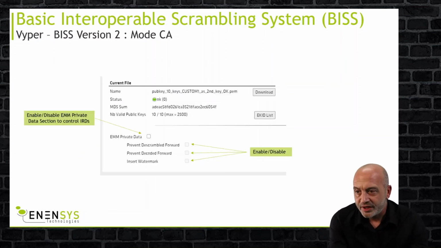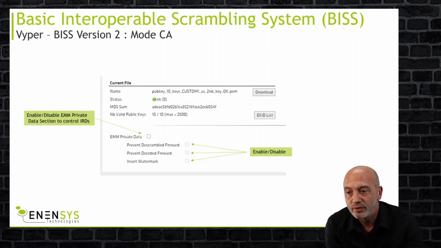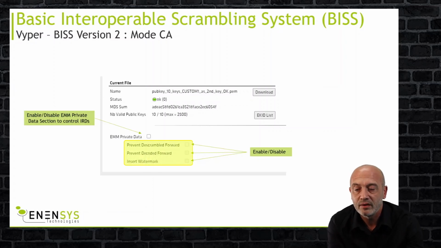Also, inside the EMM table, you have the possibility to add a private data section, which is useful to control the behavior of the IRDs. If you disable this private data, there is no private data in the EMM table, but if you enable this parameter, you have access to the free parameters of the IRDs.